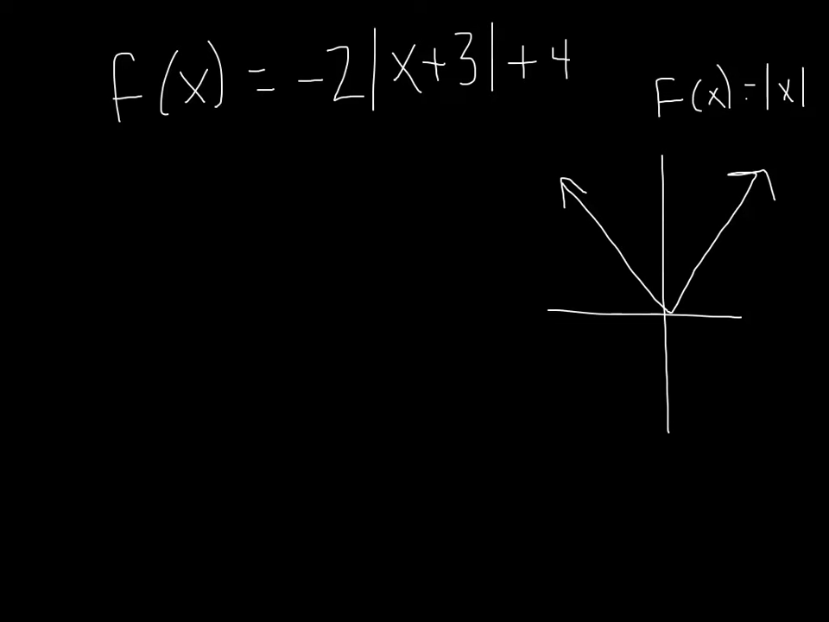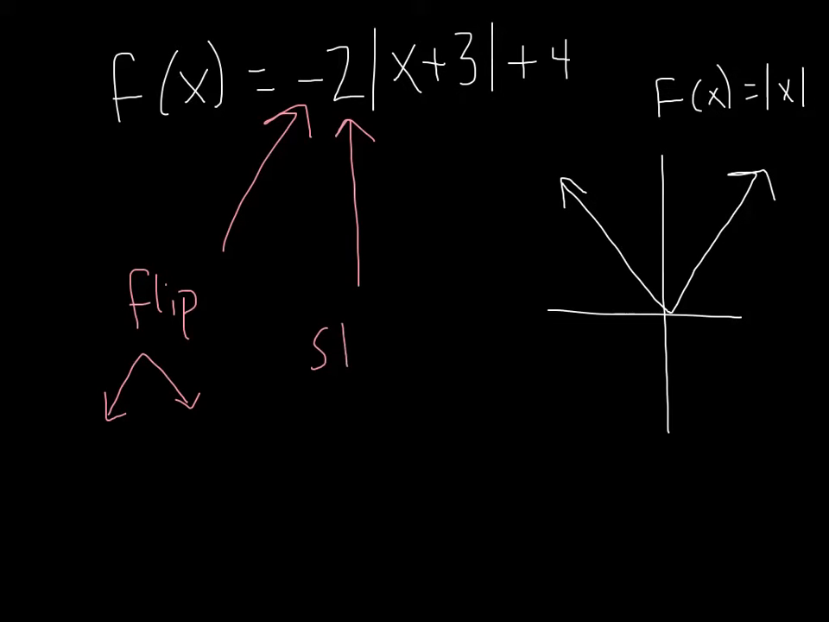The negative sign right here makes the graph flip over, so that instead of facing upward, it's going to face downward. The 2 right here makes the graph stretch. What that's going to do is make the V a little bit skinnier. So I'll sort of exaggerate it right here. I don't know, somehow skinny makes more sense than stretch, but that's not a real formal word.